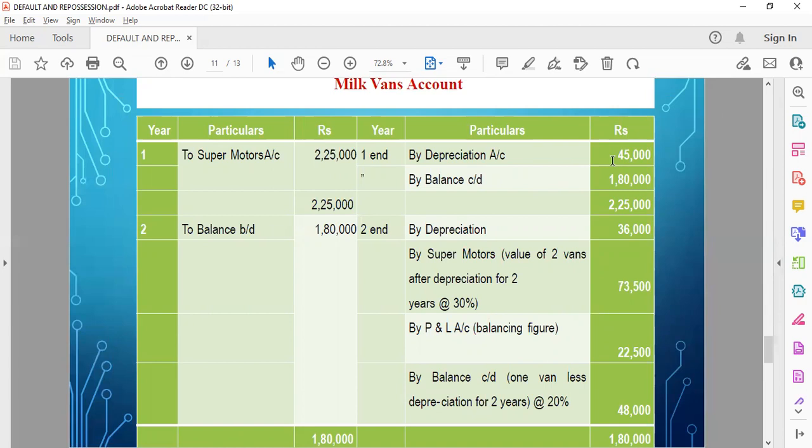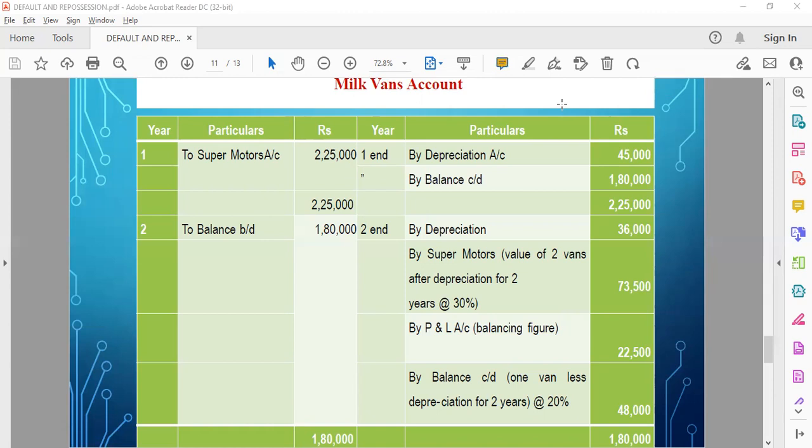Okay. Just put the total in the debit side, 2,25,000. The credit side also 2,25,000. By balance CD, 1,80,000. 2,25,000 minus 45,000 is 1,80,000. You brought down that balance. To balance BD 1,80,000. You should write for the second year. To balance BD 1,80,000. Okay.